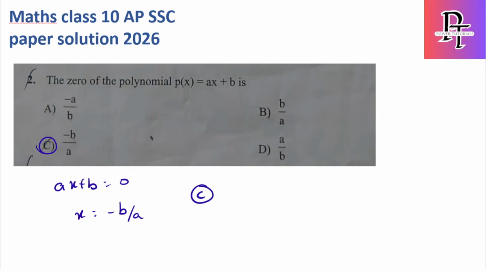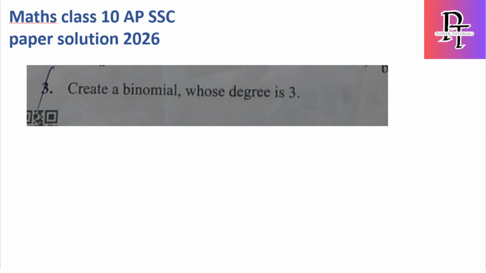Okay, let's move to the next one. Third question: create a binomial whose degree is 3. So what is a binomial? A binomial is a polynomial which has two terms in it. You can give any random example, but the point is the degree should be 3. So I can write 3x cube plus 4. Why is this one of the solutions? Because the highest power is 3 and it has two terms in it. You can write any expression with two terms, but the highest power of x should be 3.